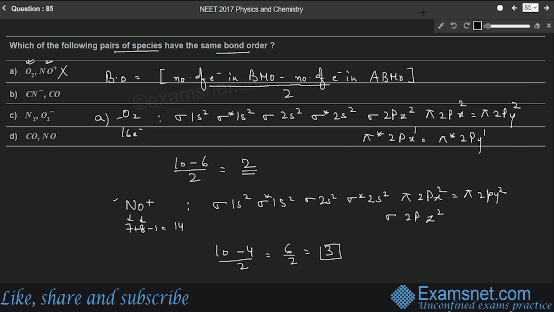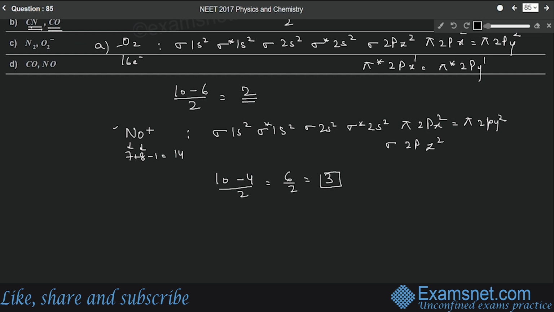Now we'll check option B. Here we have CN minus and CO. So let's check. How many electrons in C? That is carbon, we have 6 electrons. In nitrogen we have 7. So 13. But the minus charge is also there, that means plus 1. So how many? 14 electrons. Now in NO plus also, in the previous option we had seen that there were 14 electrons and the bond order was 3.